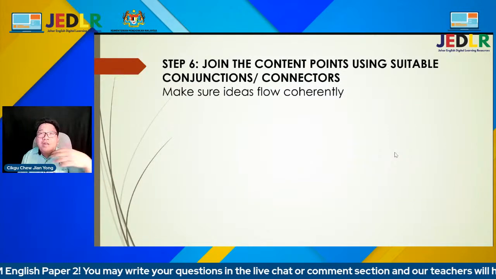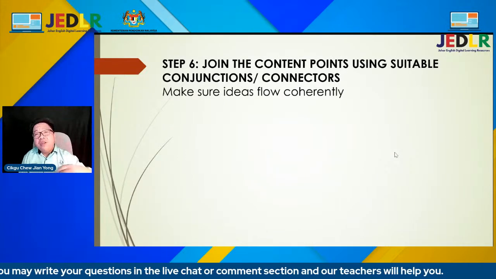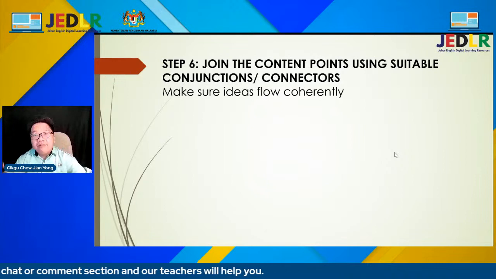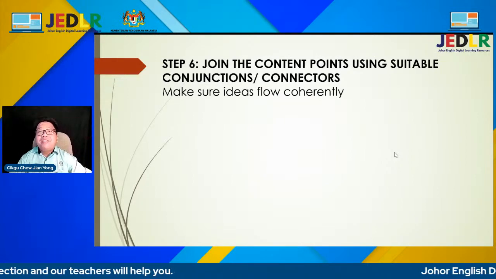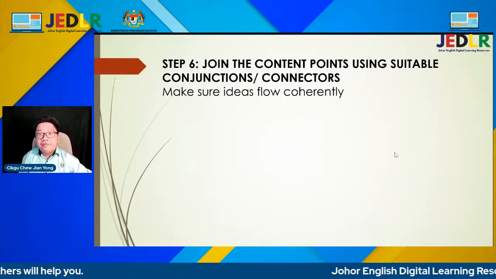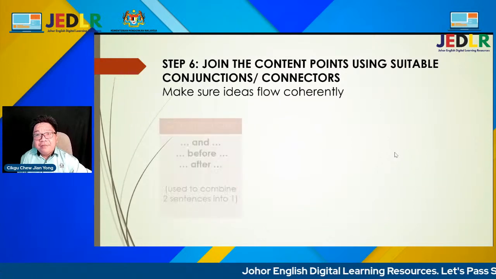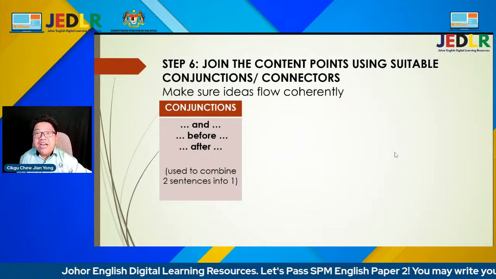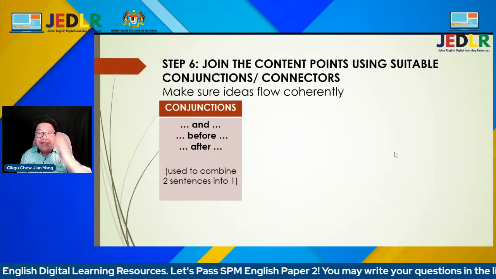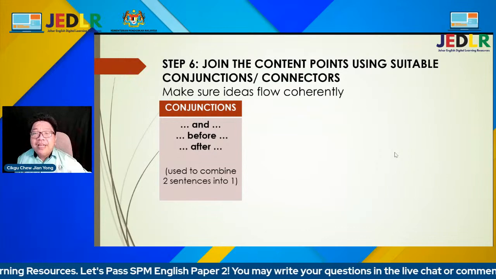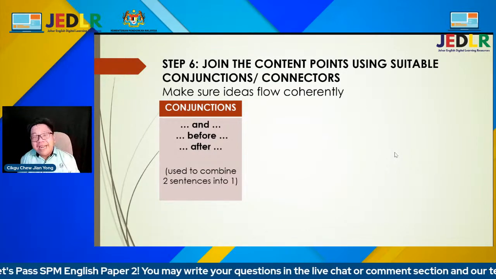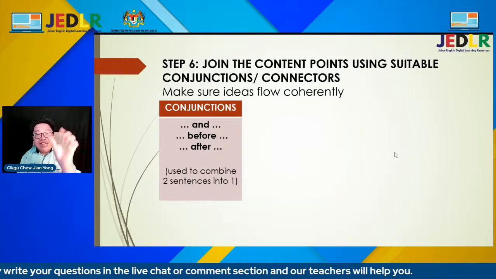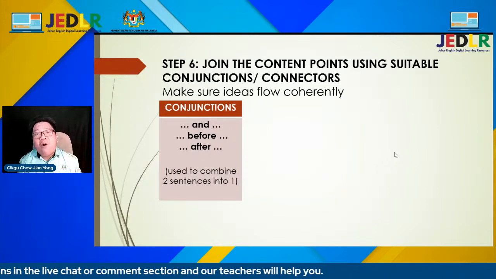After you have located the content points, after you have changed certain keywords intelligently, now it's time to join all your content points together using suitable conjunctions or connectors. Here I'm giving you some examples of conjunctions. As you can see here, conjunctions maksudnya kata hubung. For example, and, before, after. These conjunctions are used to combine 2 sentences, 2 content points into 1. Tengah-tengah, you gabung dengan and, before, or after.